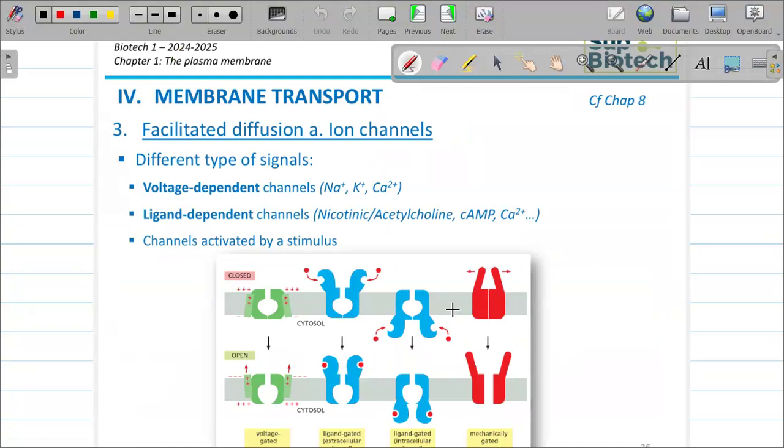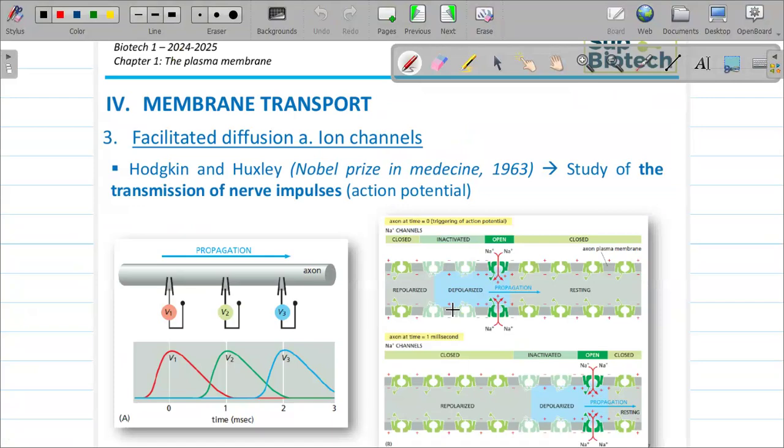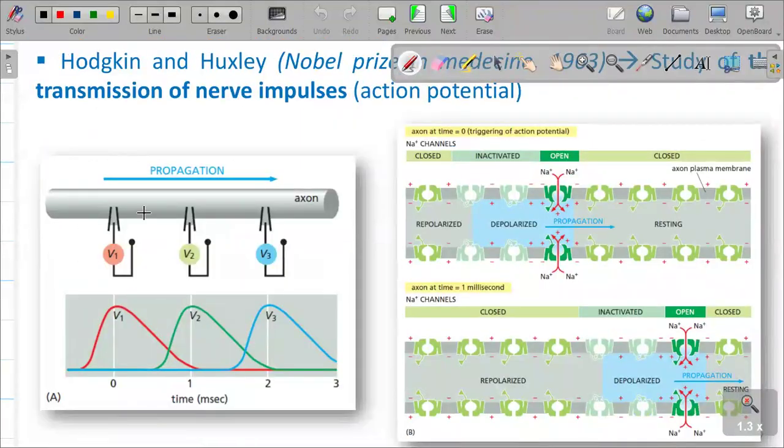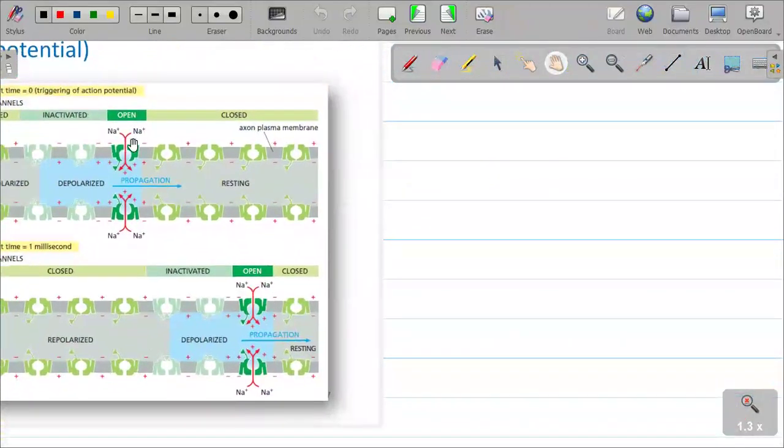There are different types of signals, but there is no need to go too deep into the signal now. Only when a stimulus is given do they open up. When no stimulus is given, they will not open up. For voltage and ligand dependent channels, I'm going to take one wonderful example: neurotransmitter impulses. Propagation, you can see voltage gated channels are there. But to understand this, let me explain here.